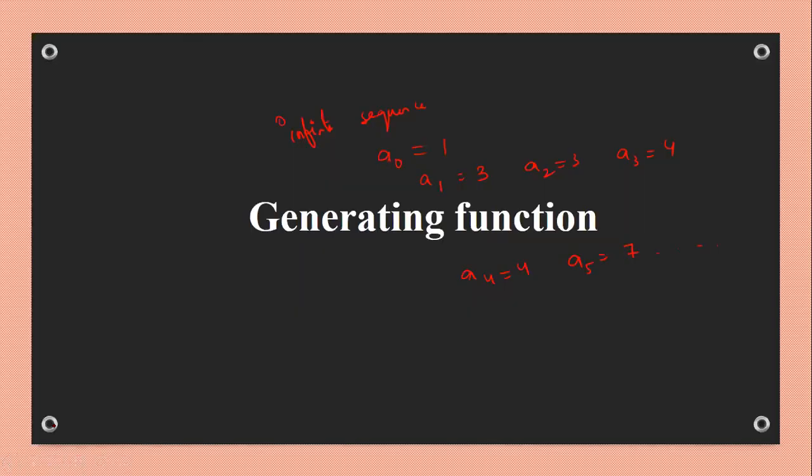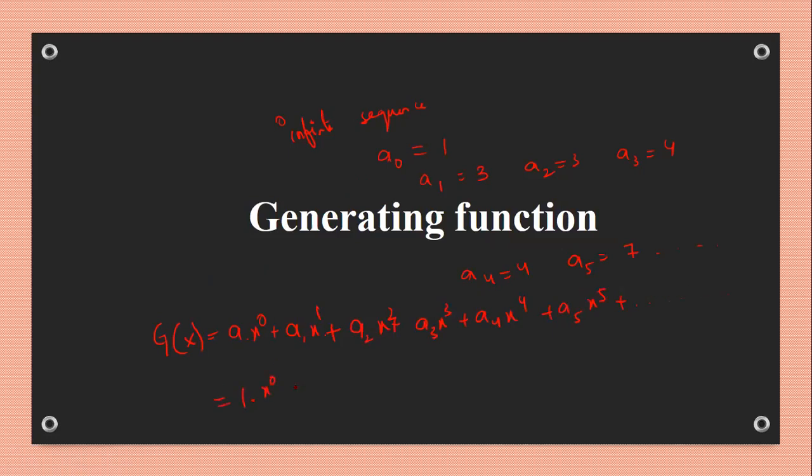If you remember in our earlier slide, I gave you these a0, a1 values. So the generating function G(x) for this notation will be a0 into x power 0, which is 1, plus a1 into x power 1, a2 x squared, a3 x cubed, a4 x power 4, plus a5 x power 5, and so on.